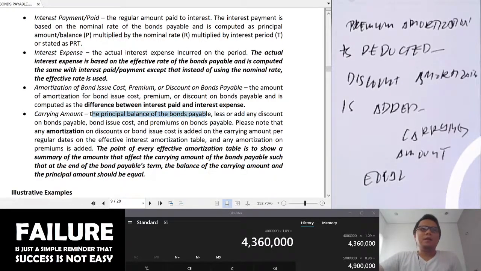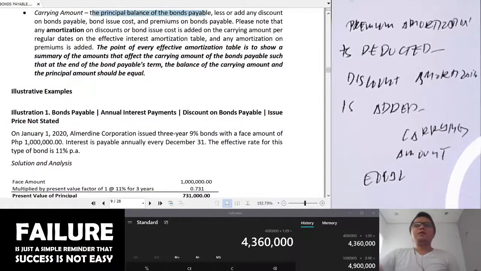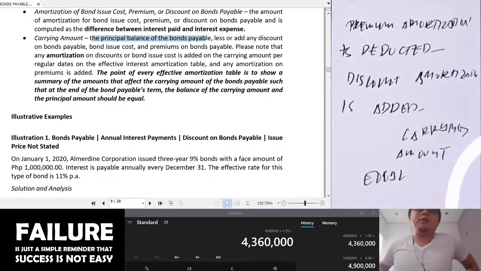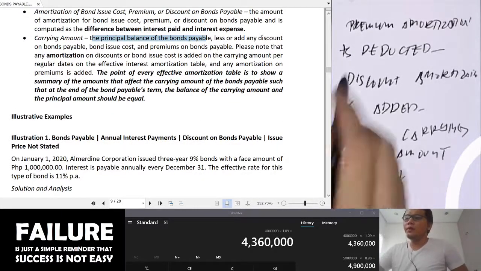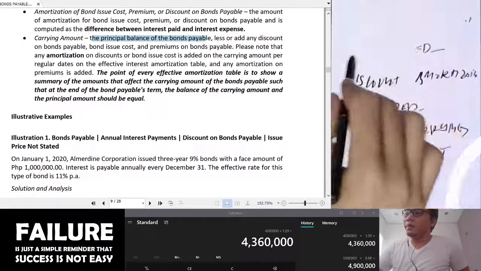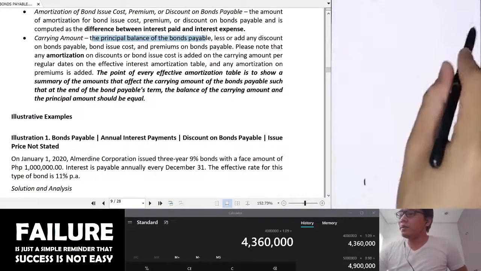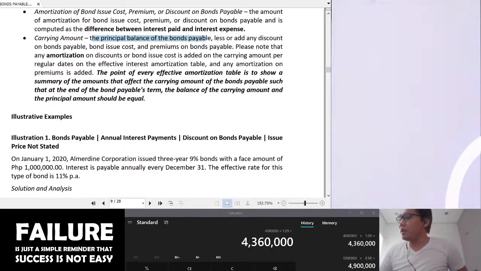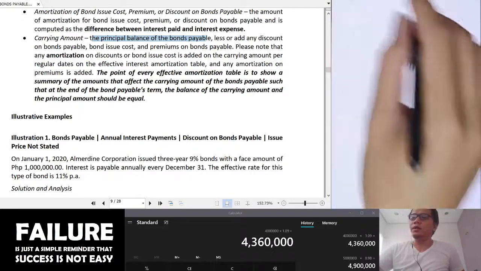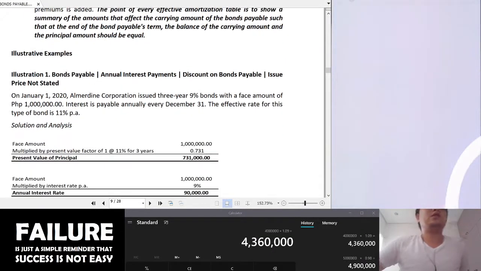So, let us go with examples. Let us go with examples. So, our first example here is ito yung situation.